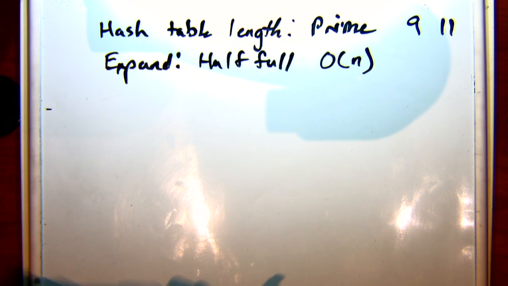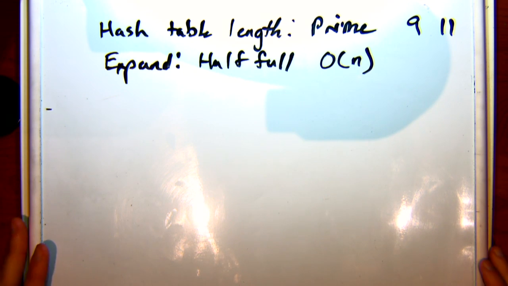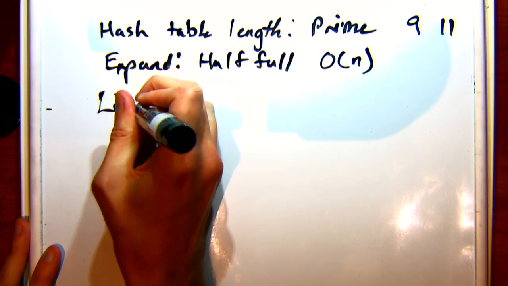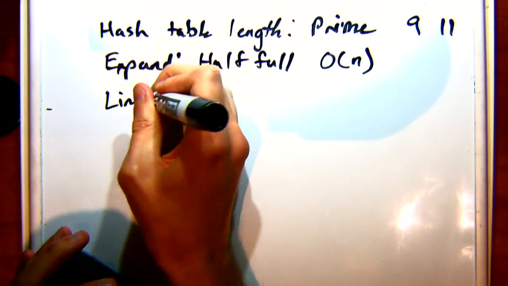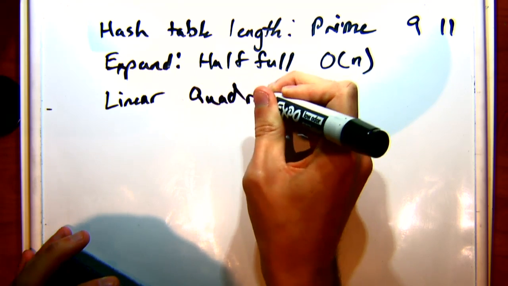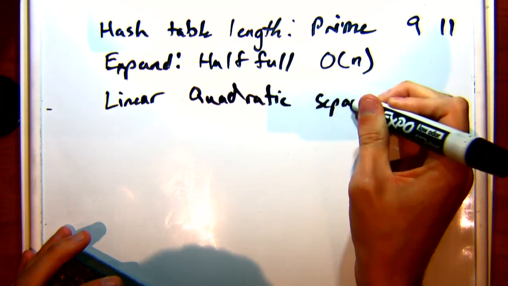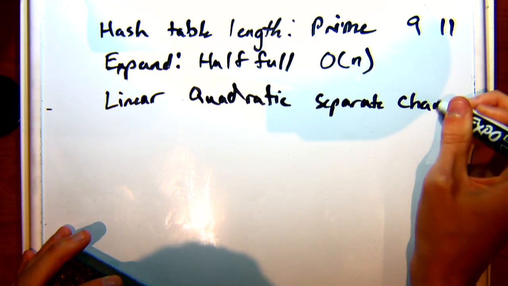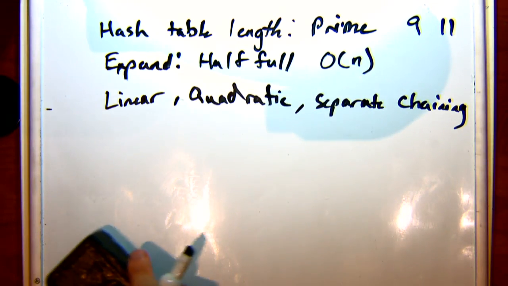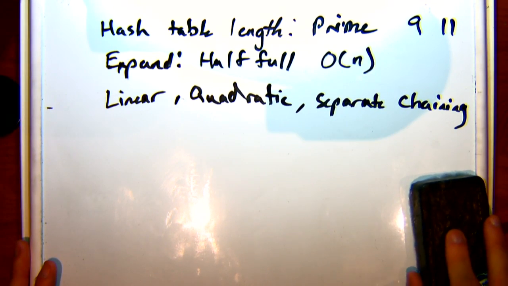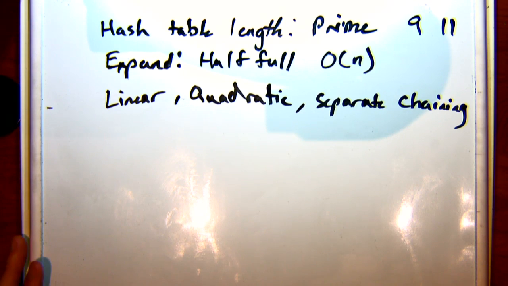All right. Now, we had 3 different types of probing techniques for hash tables. And those 3 types of probing were linear, quadratic, and separate chaining. And each of these has fallbacks, things that don't work exactly correctly.